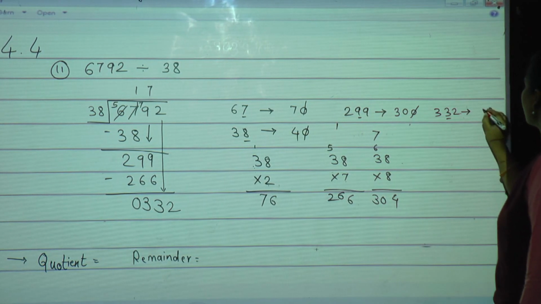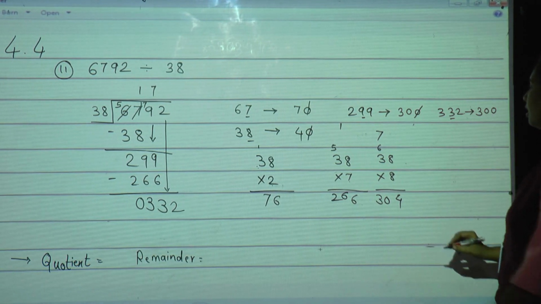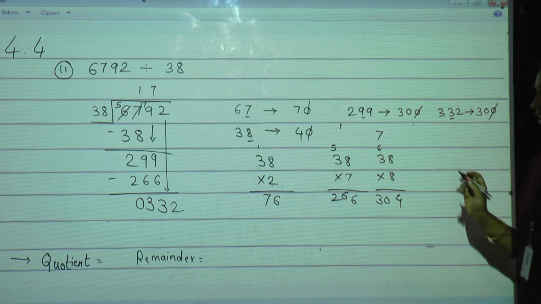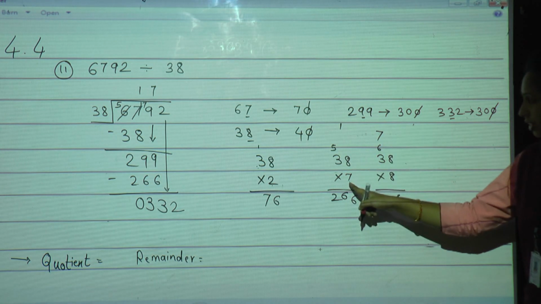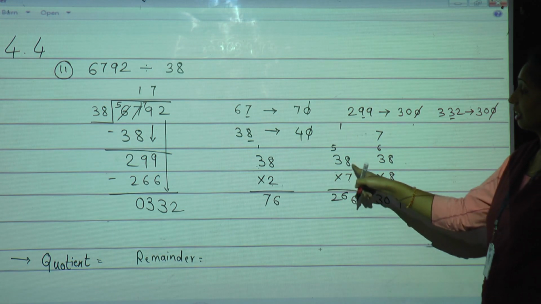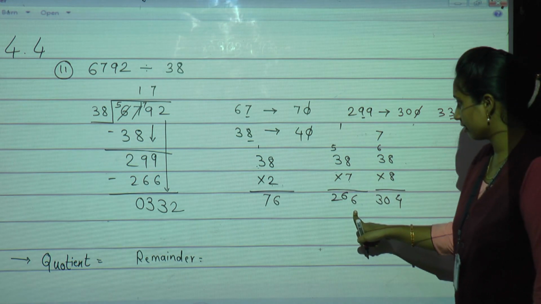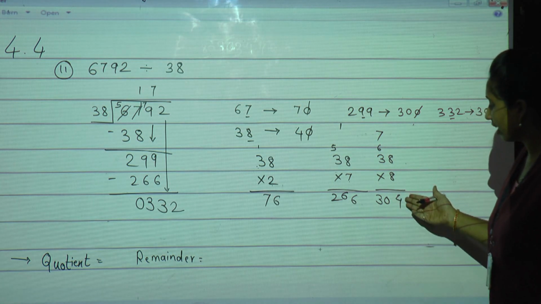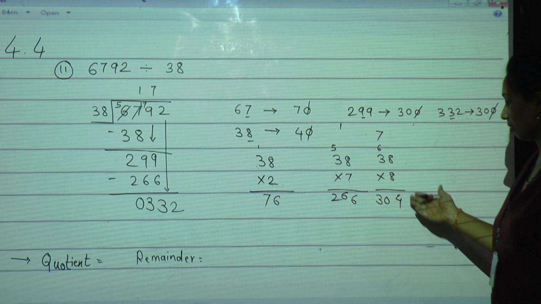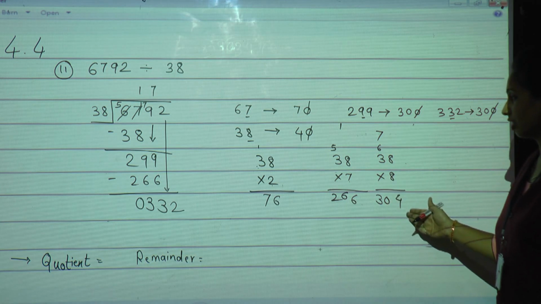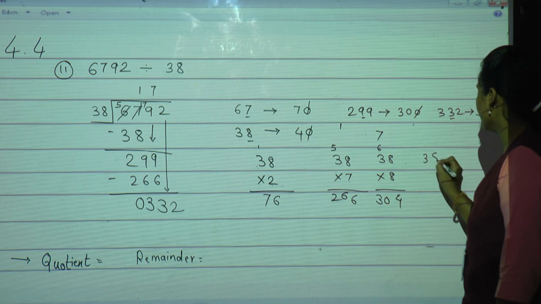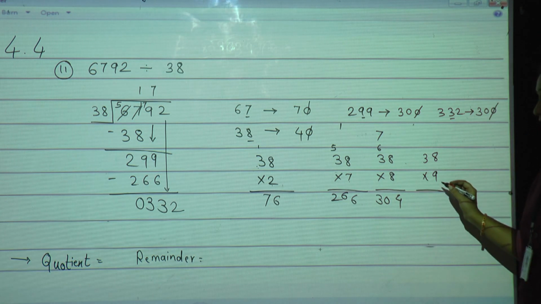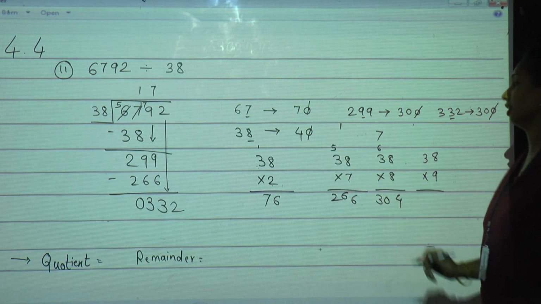3 is there, so 300, isn't it? Now same as usual, 7. Already we have 38 7 times means 266. Now we want 332. See, we have tried with 8 as the estimate quotient also. What did we get? 304. What will we do? We will try with 9 also. We will see whether this number will go from 332 or not.